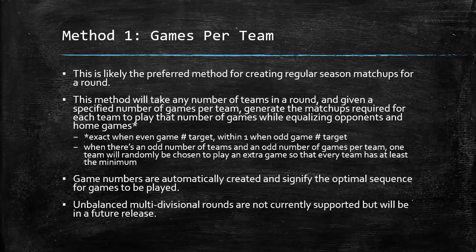The first method for creating matchups is the newest option available and will likely be the preferred option for nearly every regular season round, as most leagues will play a target number of games in a season, regardless of how many teams are participating within the group. Even if the number of games played does change based on how many teams there are, in order to try to create a balanced schedule, this is still likely the method you'll use to create those loops, since it will automatically create game numbers that suggest a sequence of games to be played in order to spread out the opponents for each team. Let's take a look at a demo of this method in action.